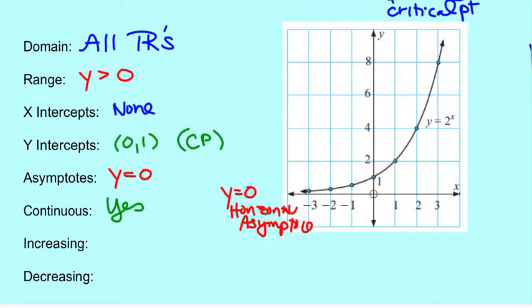When I move left to right, going from left to right, the numbers are getting bigger. So yes, this is an increasing function. We'll talk later about a graph that is a decreasing function.